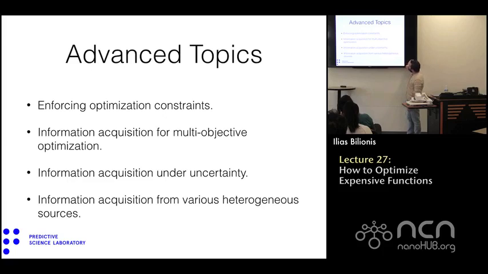What else? You can also do this kind of information acquisition from different information sources. You may have an experiment, a simulator with a low fidelity, a simulator with a high fidelity, and you can say, I want to find a design that maximizes this objective, and I can pick at any time to either do an experiment, prototype something, or do a simulation. And you can pick between these.